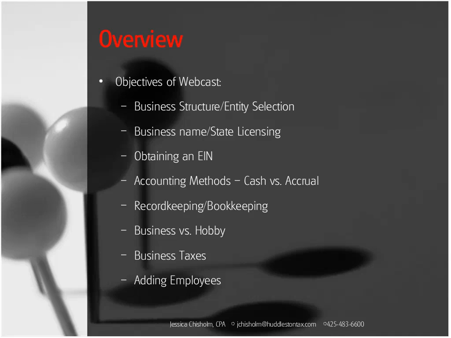business structure and entity selection, what would be best for your new business, choosing your business name and getting licensed with your state, obtaining an employer identification number from the IRS, talk about different accounting methods, cash versus accrual, talk about record keeping and bookkeeping, what the difference is between a business and a hobby in the eyes of the IRS, talk about different types of business taxes, and also we'll talk about what it will mean to add an employee to your business as far as record keeping and taxes.